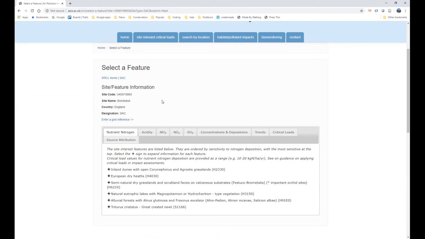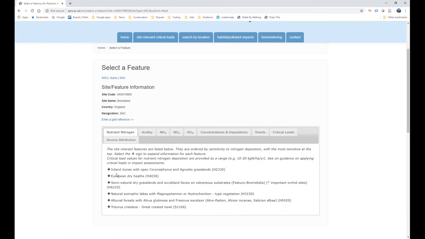So this website's been available since 2003 and has evolved over time. It's meant to be easier to see on mobile devices because site officers are going out in the field and using that. We'll just look at one tab, but you get all the different pollutants here.